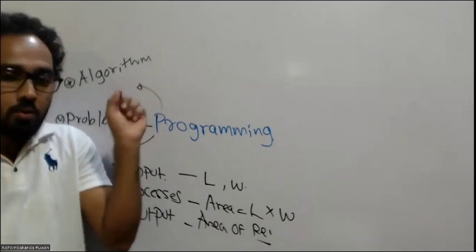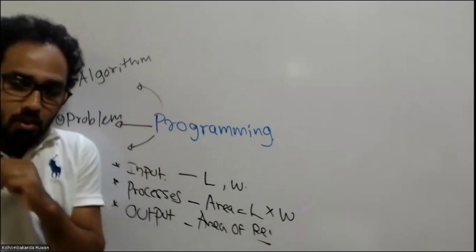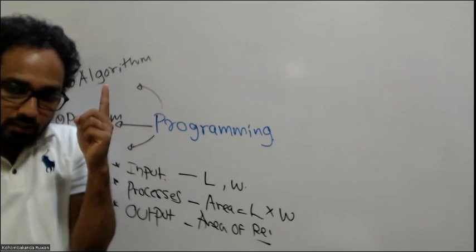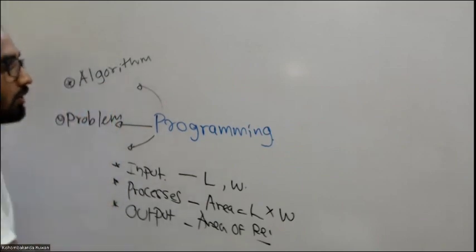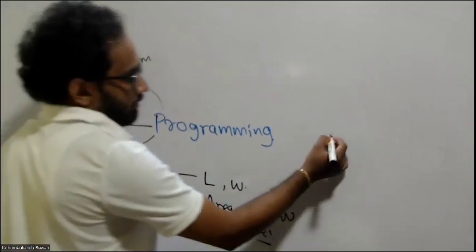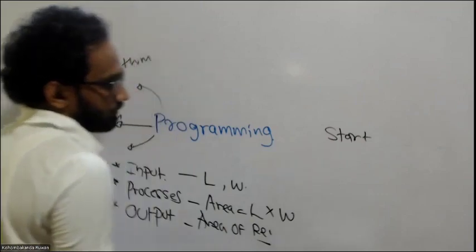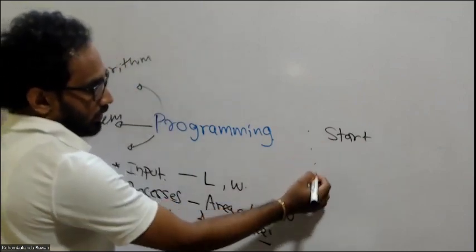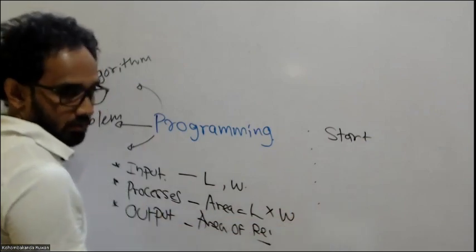When you're writing an algorithm, what is the first step? Can you remember? Start. Very good. You can remember, right? The first step is you have to mention start first. Next, you can write the other steps. What's the final step? End.